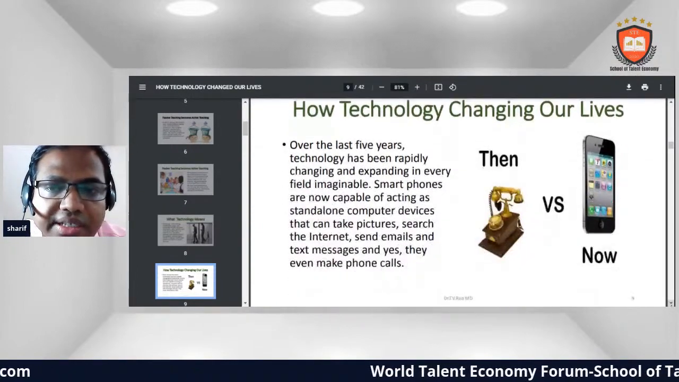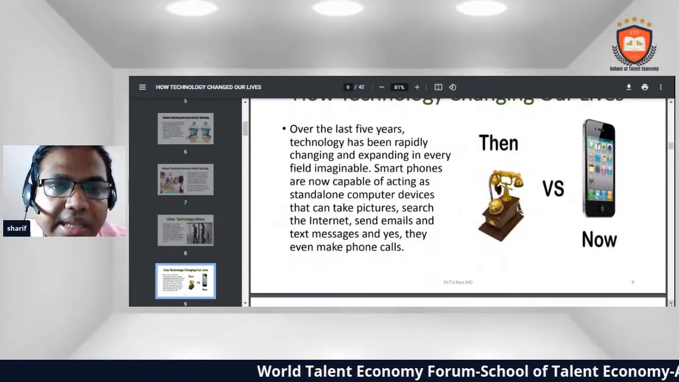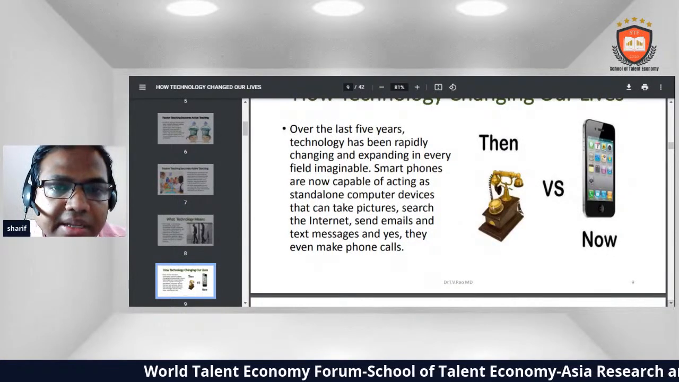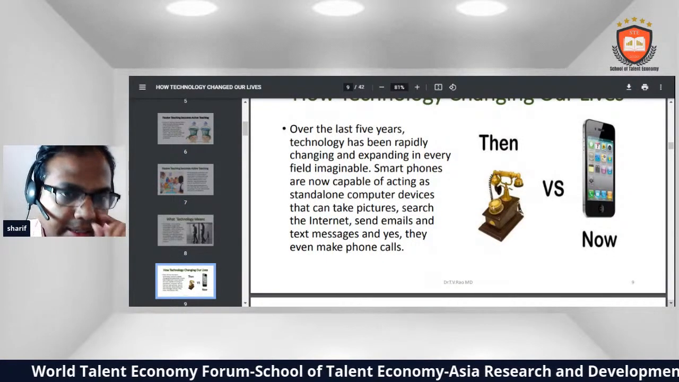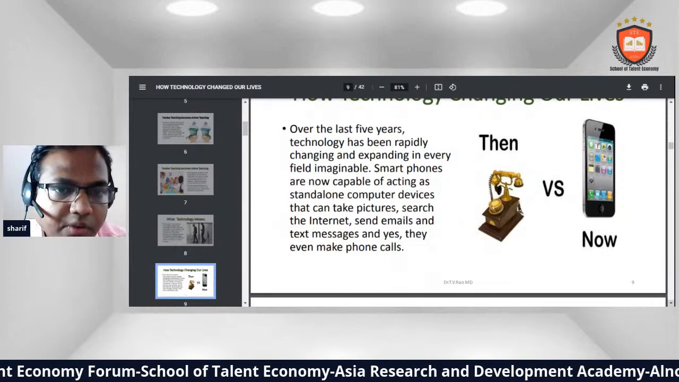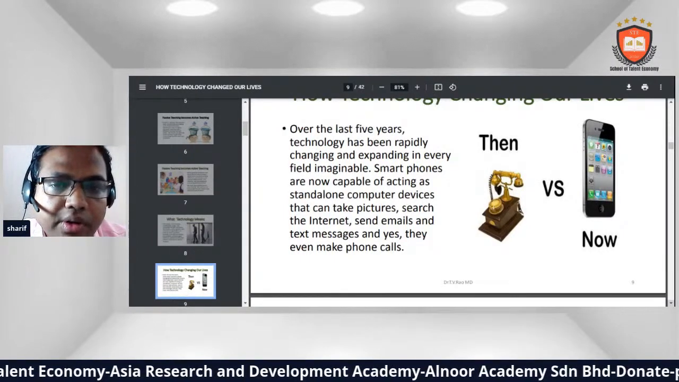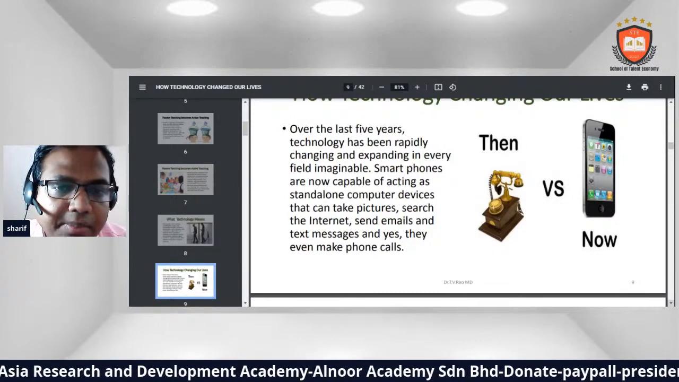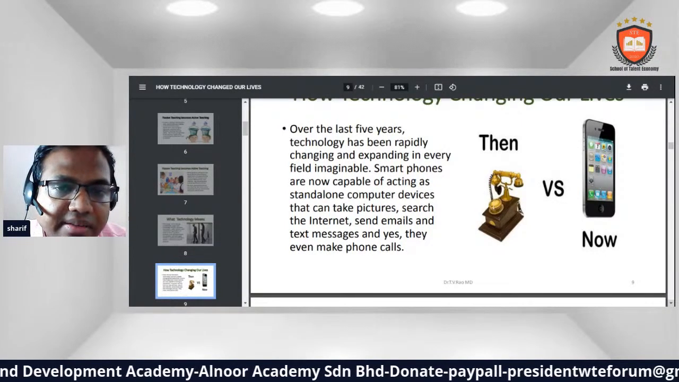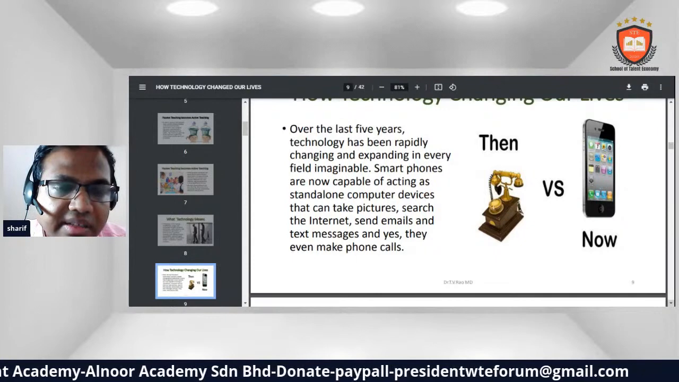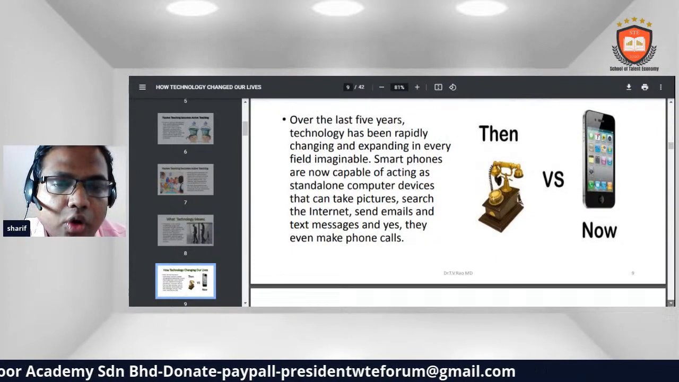How is technology changing our life? Over the last 5 years, technology has been rapidly changing and expanding in every field imaginable. Smartphones are now capable of acting as standalone computer devices that can take pictures, search the internet, send emails and text messages, and yes, they even make phone calls.